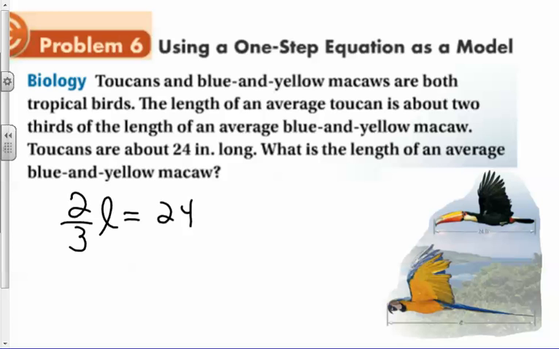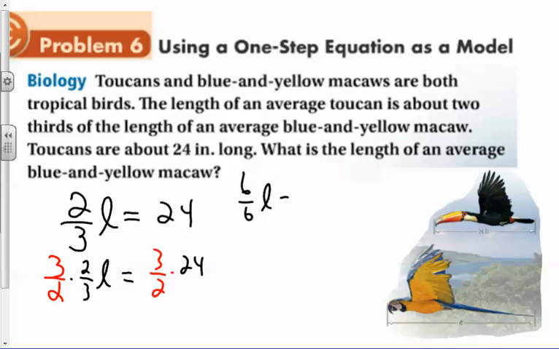Now this one, what are we going to do? Well, that's a fraction, but it's a non-perfect fraction. So I'm going to multiply both sides by the reciprocal. The reciprocal of 2/3 is 3/2. So I'm going to multiply both sides of this equation by 3 over 2. And I should get something pretty easy. So when I do this, I get 6 over 6 L equals, and then 2 goes in there, I think it goes in there like 12. So L equals 36. So it's 36 inches in length.